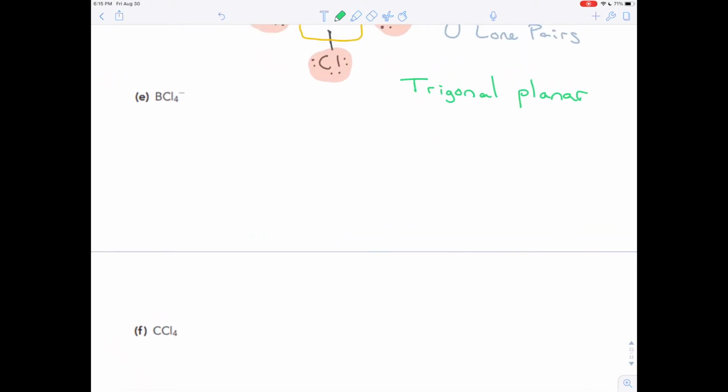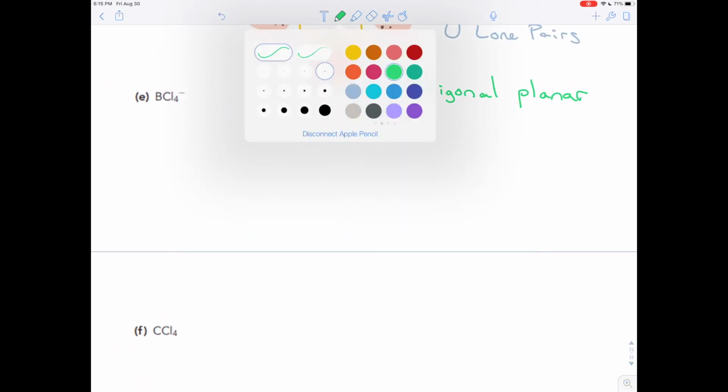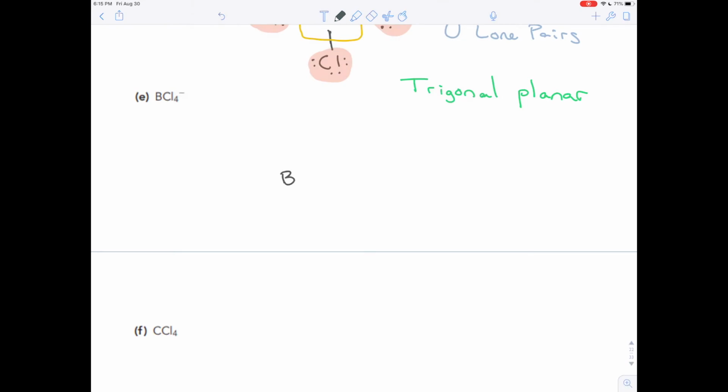All right, how about BCl4-? So we have boron. We know boron can form 3 bonds. We have chlorine. We saw that chlorine can form just 1. We have 4 chlorines. And so where we can overlap bonds, we overlap them.